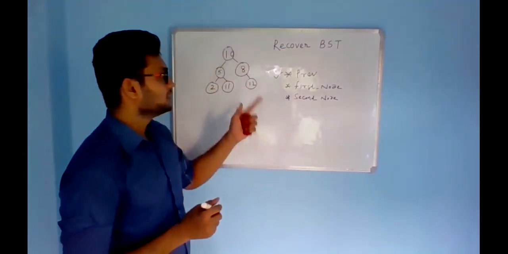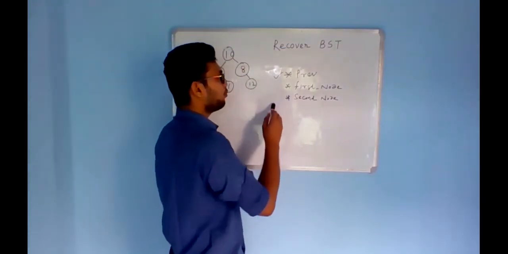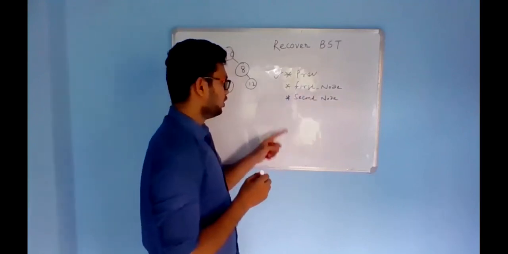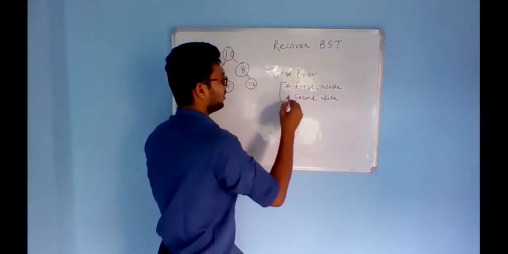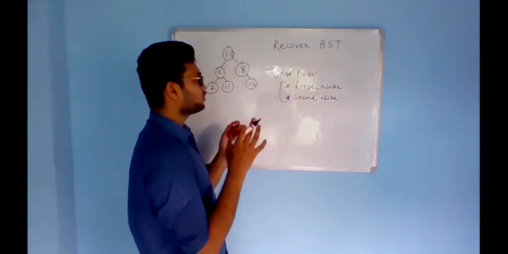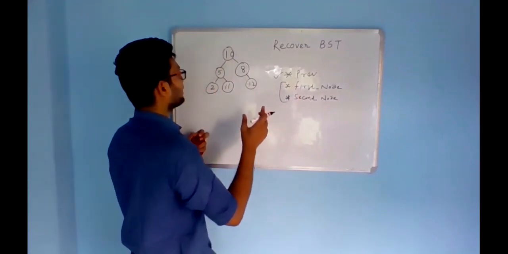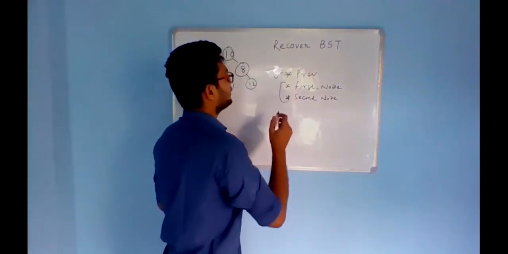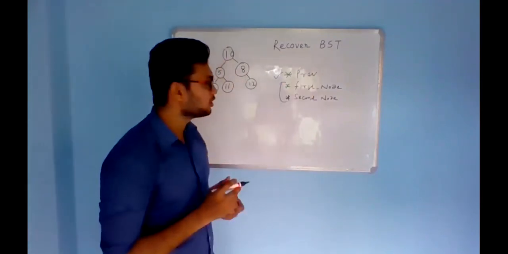All right, so now let's look into the optimal way to solve it. So basically, guys, in this approach, I will be using 3 pointers. One is previous, one is first node, one is second node. So these two nodes will be storing the references to the nodes which are required to be swapped. Okay, and the previous one, let me explain the previous node.